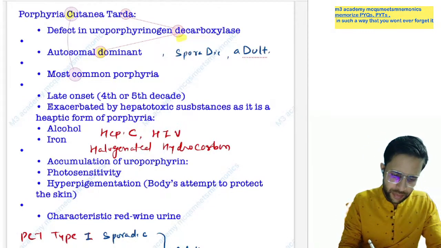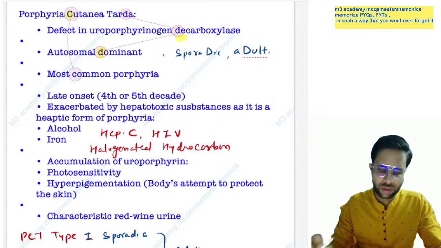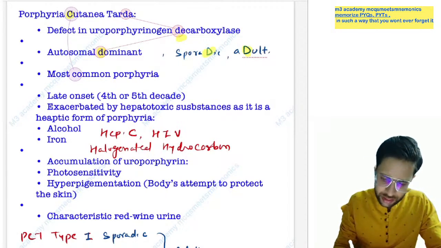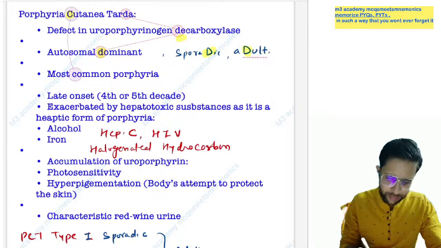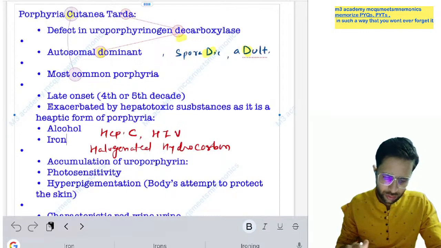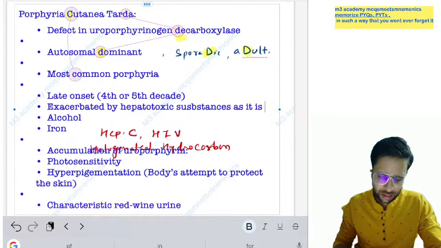So C4 most common, D4 decarboxylase, D4 dominant, and D4 it's seen in adults. D4 sporadic also, what comes? D. Now, exacerbated by hepatotoxic substances, yes, though this is not a hepatic porphyria. This is a cutaneous porphyria.